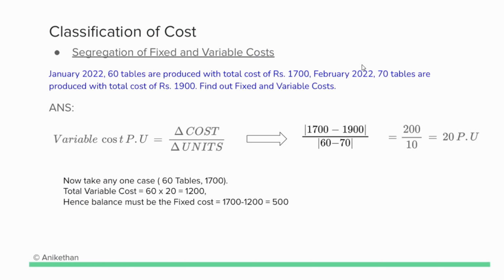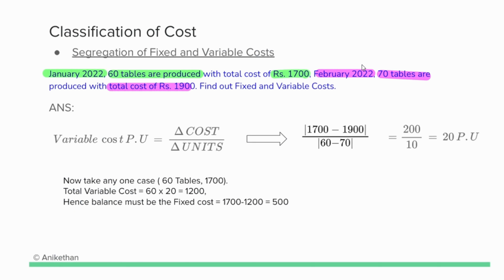Using a formula. So focus on this question. Pause for a minute and take a screenshot of this or write it down. In this, let's see what information is given. During one period, you have some data. In January, 60 tables are produced, total cost of 1700. Then in February 2022, 70 tables are produced, total cost is 1900.